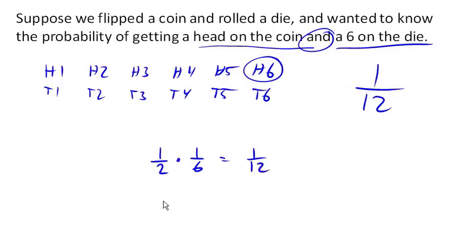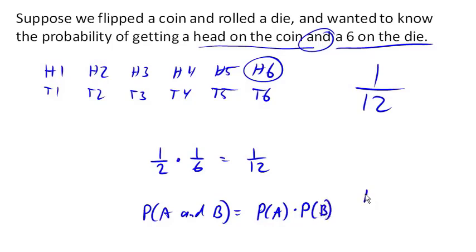And it turns out to be true that the probability of both events happening is the probability of A times the probability of B, if A and B are what's called independent. Now, independence means that the result of the coin flip does not depend on or affect the result of the roll of the die. Let's look at some examples.